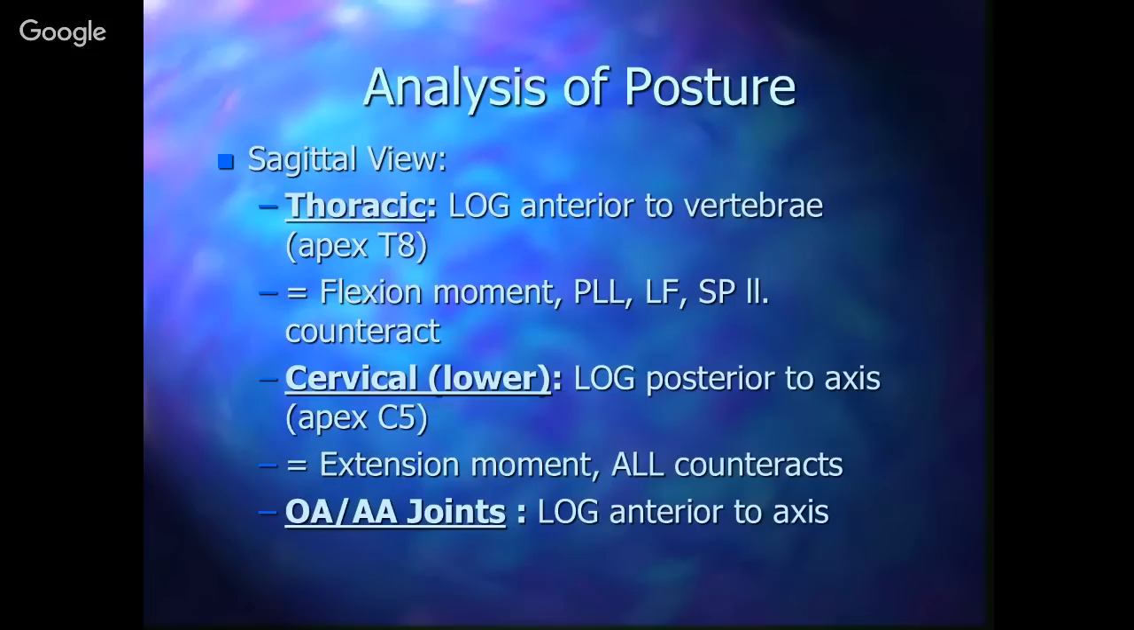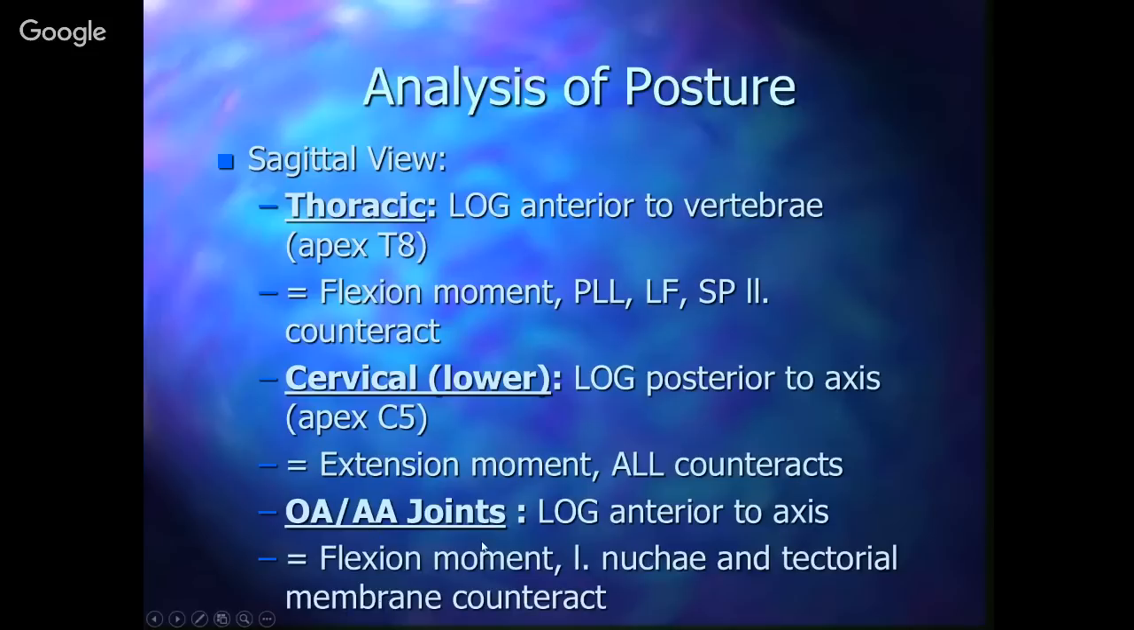So now, as we look at the upper cervical, we're in a slight kyphotic posture. That slight kyphotic posture creates the line of gravity falling anterior to the axis. So line of gravity falling forward wants to pull the proximal segments forward. So that would create a flexion moment of the upper cervical.